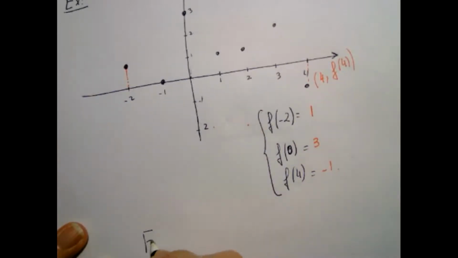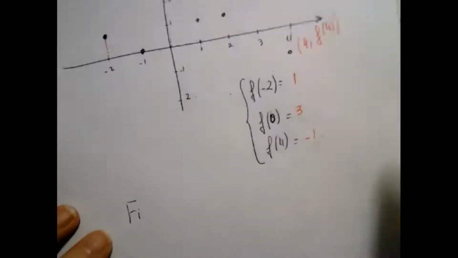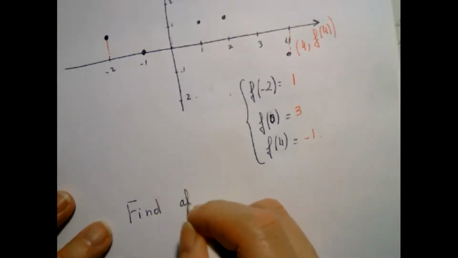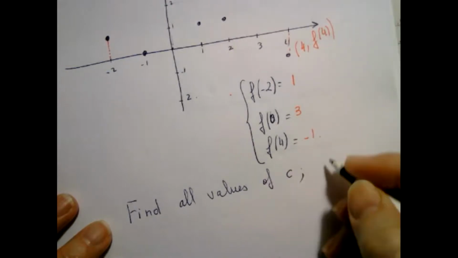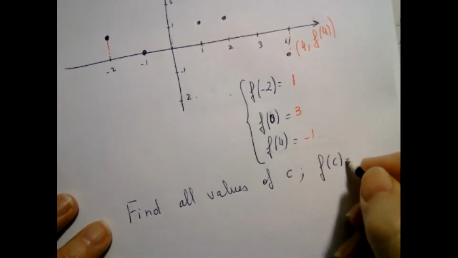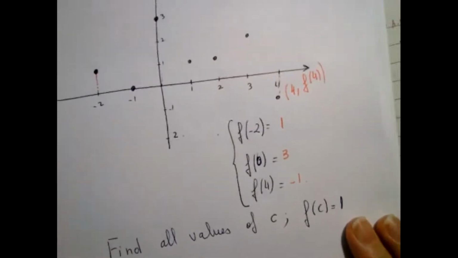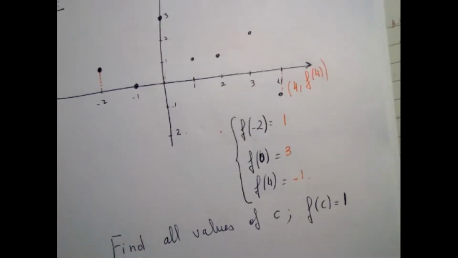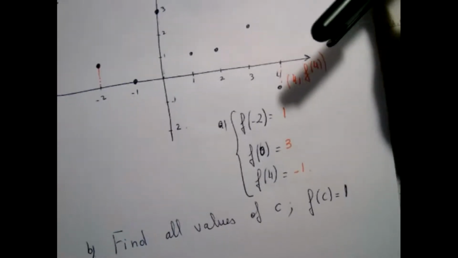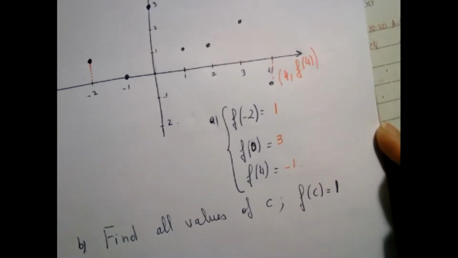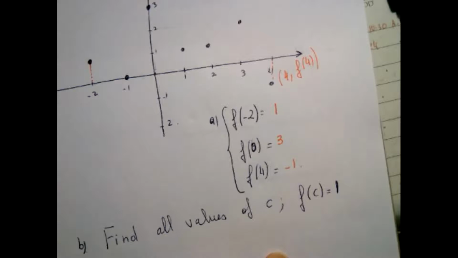Question number 2 is, now it's my question, find all values of C such that f of C equal to 1. What am I asking you for? What am I giving you? And what am I asking you? Are you asking which input is equal to 1? Right, I'm asking where.